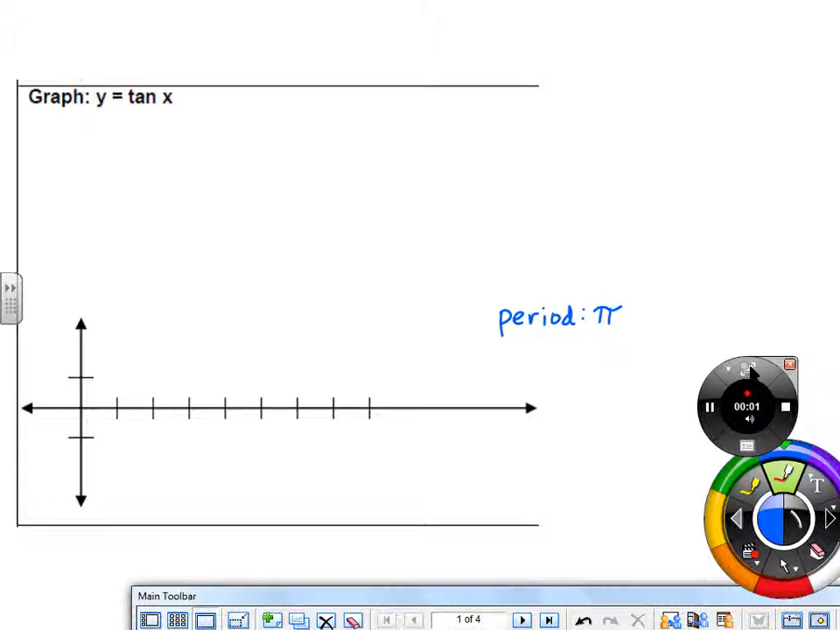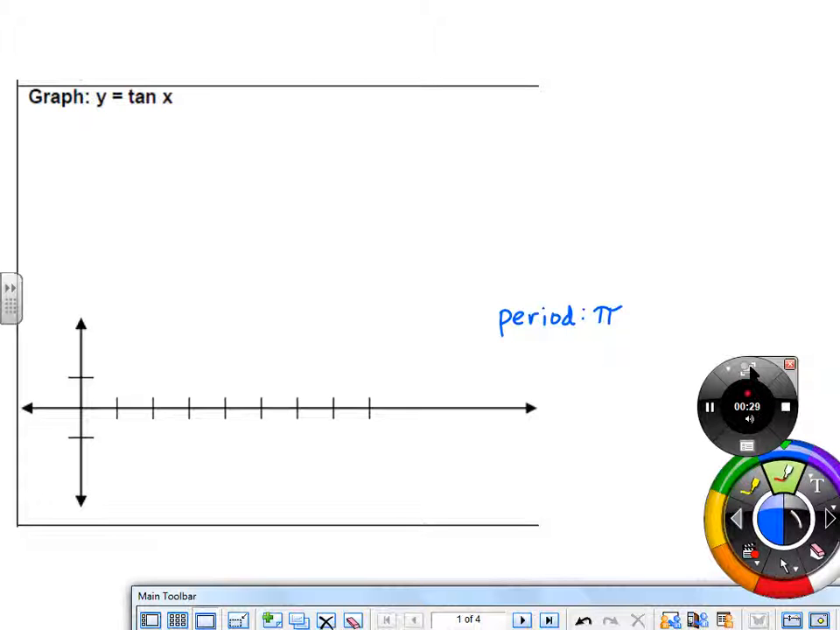Amplitude is defined as the measure from the middle to a maximum or a minimum point of a wave. The tangent is no longer a continuous wave with consistent maximums and minimums, so it doesn't even fit into how we define amplitude. So we don't say undefined, we don't say it goes to infinity, we say it has no amplitude.